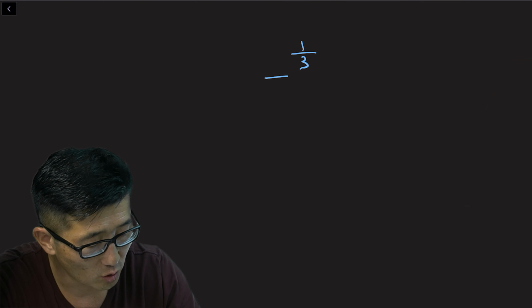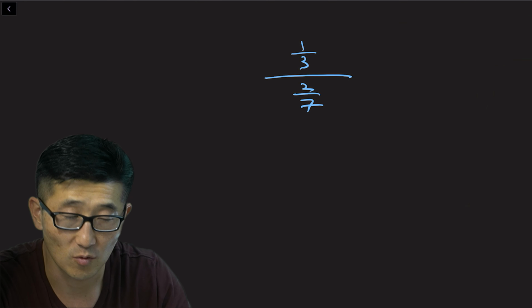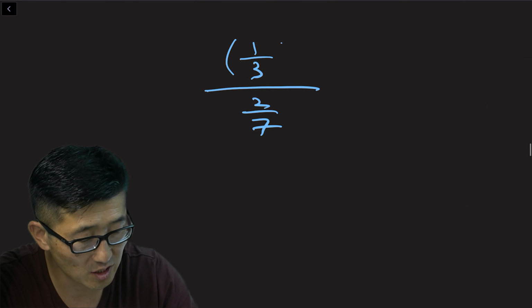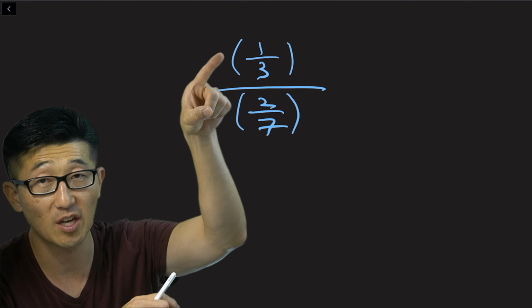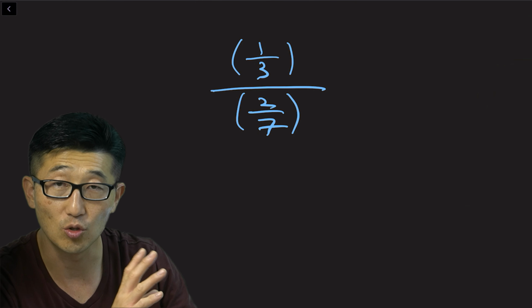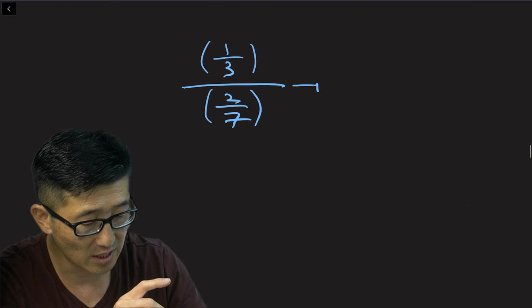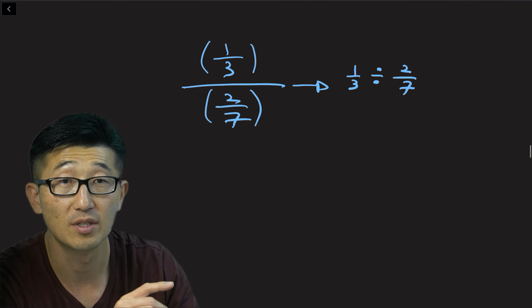Do you remember when you were young, something like this, 1 over 3 over 2/7? It's called complex fractions. It's basically a numerator, which happens to be a fraction, on top of another what? Fraction. Now, you need to understand this. In order to actually solve or simplify this, you have to have one fraction on top and one fraction on the bottom. This is technically 1/3 divided by 2/7.